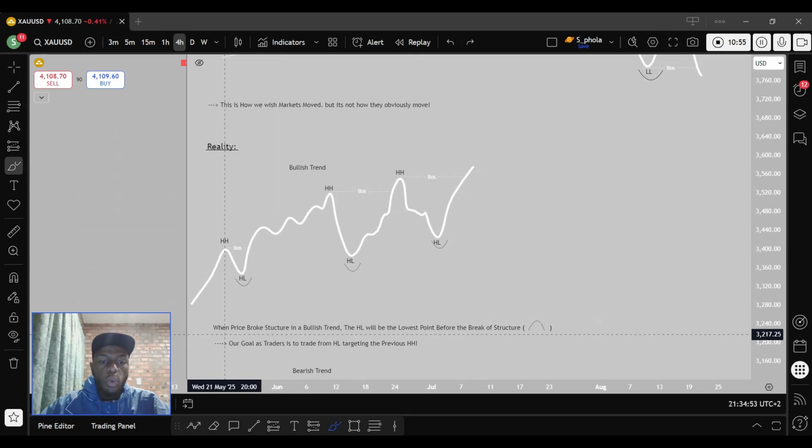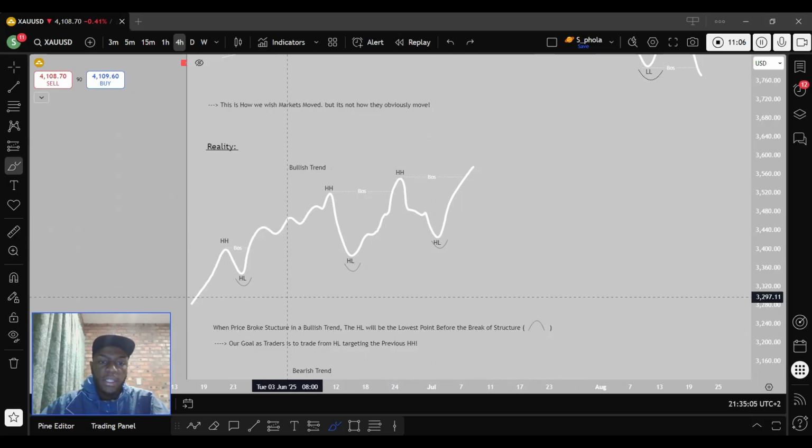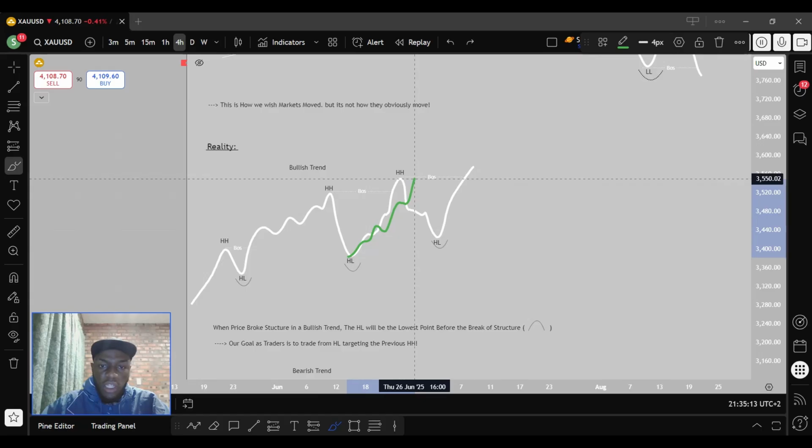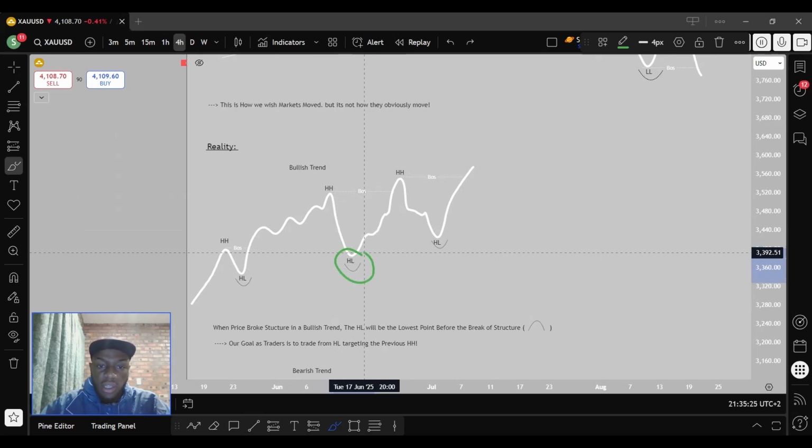So cool. When price breaks structure in a bullish trend, the higher low will be the lowest point before the break of structure, right? So basically, you see that the market will move like this, the market will move like this, until it ends up breaking structure. This is not your higher low, this is not your higher low, this is not your higher low. Your higher low will be the lowest point that led to your break of structure every time. You understand? Your higher low will be your lowest point that led to your break of structure, right?